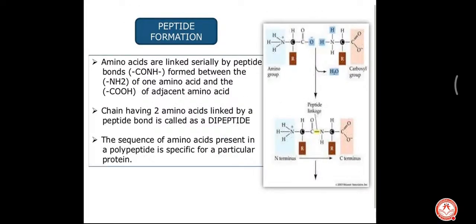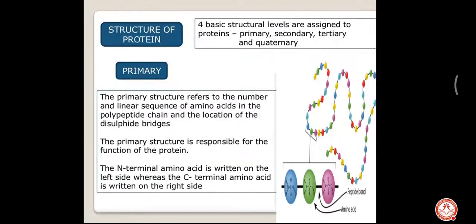Peptide bond formation. Amino acids are linked serially by a peptide bond, that is the CONH group, formed between the NH2 amine of one amino acid and the carboxylic acid of the adjacent amino acid by hydrolysis. In the figure you can see the hydrolysis of the carboxylic acid of one amino acid and the amine group of another amino acid leads to formation of a peptide bond. A chain having two amino acids linked by a peptide bond is called a dipeptide. The sequence of amino acids present in a polypeptide is specific for the particular protein.